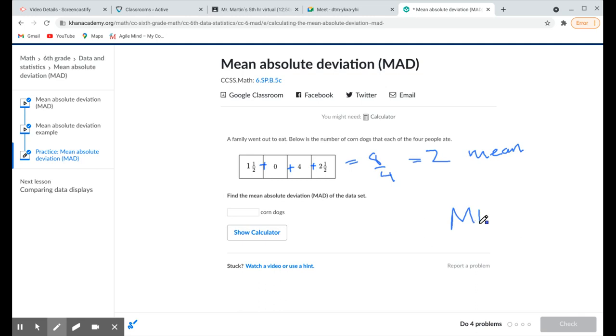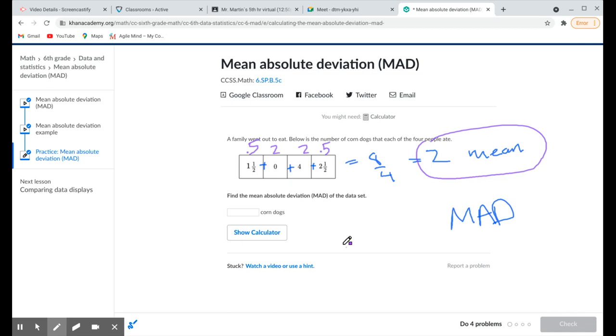So what do I need to do to find my mean absolute deviation now? I got to do something with this 2. You have to find how far away each number is from the mean. Correct. So 2.5 minus 2 is? 0.5. Good. So I'm going to just put 0.5 so that we can put it in the calculator. 4 minus 2 is? 2. 2 minus 0 is? 2. 2 minus 1.5 is? 1.5. Yep. So we got a half plus a half is? 1 whole. And 2 plus 2 is? 4. What's 4 plus 1?